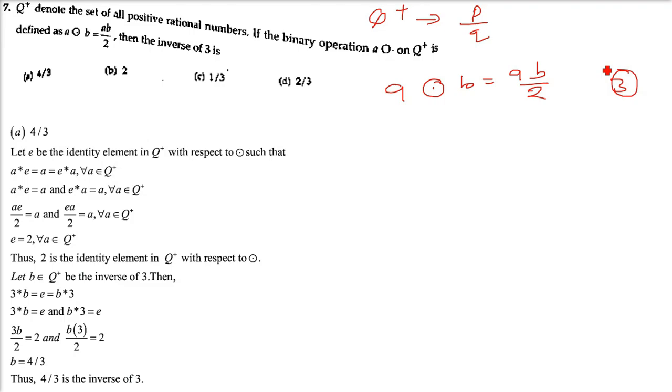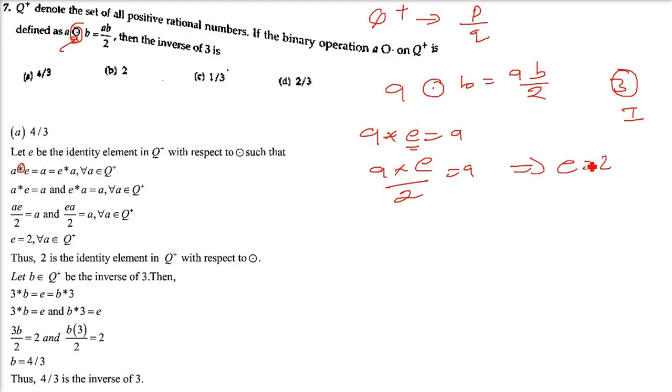In order to find out the inverse, first we have to find out the identity element. What is the identity element? When you operate any value A with that identity element, A should come back. So I'm just using star for it, okay? It is the same operation. So A star E is equal to A. What is A star E? It is AB by 2, so A into E by 2. So what do you get? The identity element E is 2.